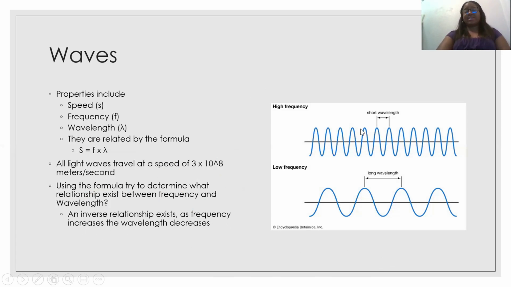You can look here to see it visually. There's a higher frequency, shorter wavelength. So the peaks are occurring more often, there's less distance between them, so higher frequency, short wavelength. Down here, low frequency, the peaks are occurring less frequently, so that's a longer wavelength, there's a longer distance between the peaks, and this creates a lower frequency. So as frequency increases, wavelength decreases.